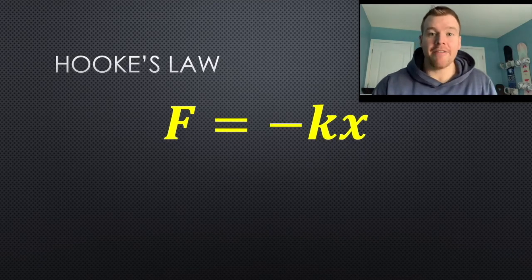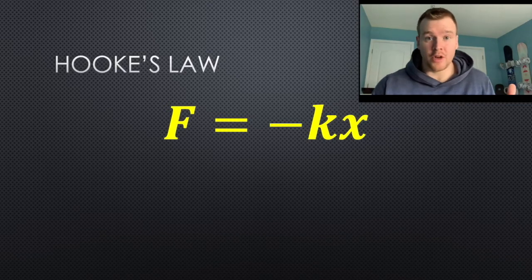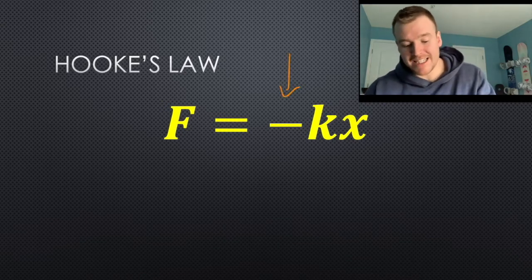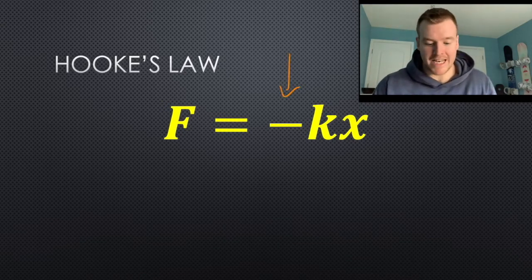And it's this: F is equal to negative kx. Now you're probably thinking, this is super familiar. We looked at F is equal to kx before in springs. It's just the exact same thing. It is, except there is this negative sign. Why is that negative sign there? Well, we're going to try to explain the difference from the last formula to this one.